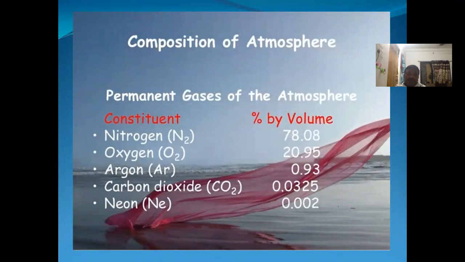This is the table of the composition of the atmosphere, the permanent gases of the atmosphere, the constituent and the percentage by volume. The highest is nitrogen, 78.08%. Oxygen is 20.95%. Argon is 0.93%. Carbon dioxide, 0.0325%. Then neon, that is 0.002%.